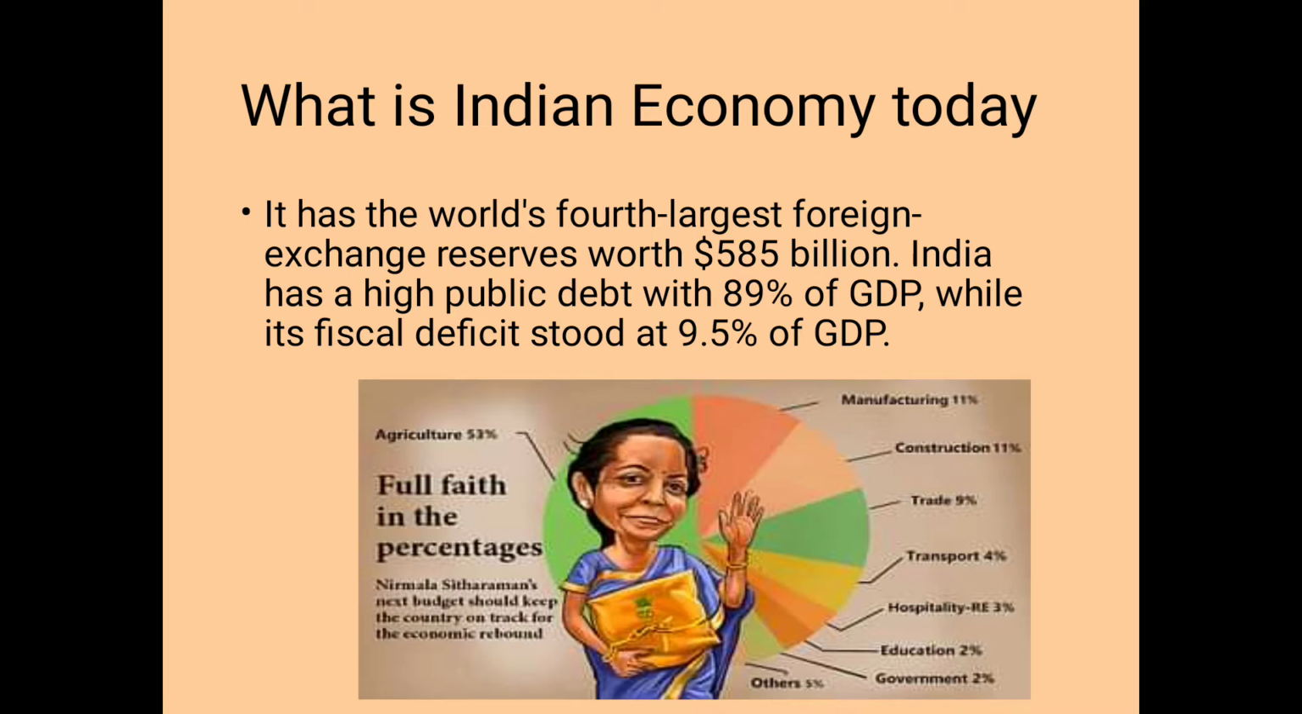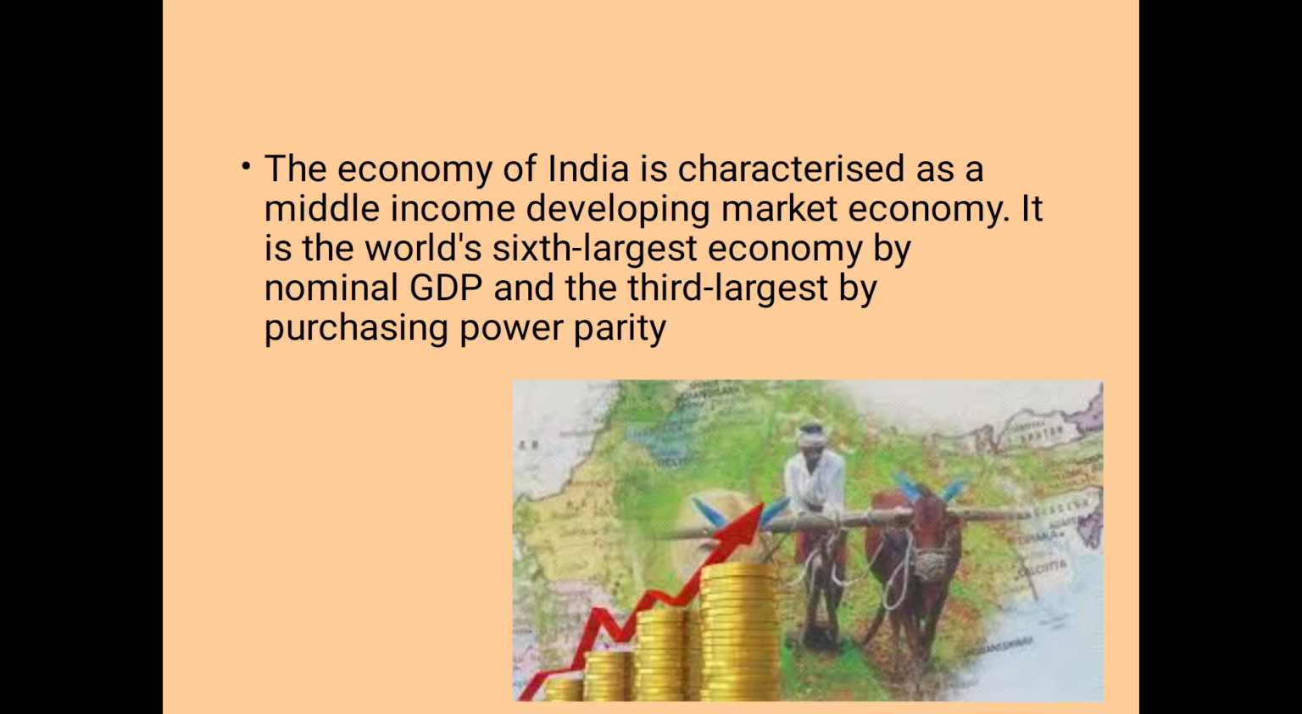So the present GDP numbers show the manufacturing level percent, construction level percent, trade, transport, hospitality, education, government and others, including agriculture. Agriculture is 53%. So this is the percent as per Nirmala Sitharaman's budget. It is the world's fourth largest foreign exchange reserve today. Agriculture is the backbone of the Indian economy.